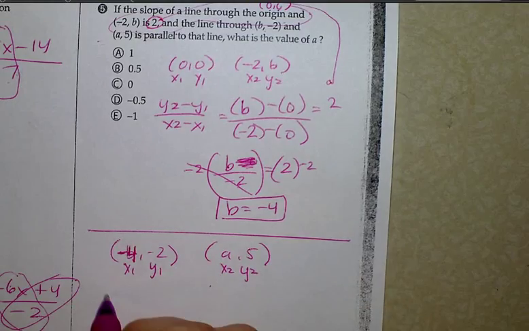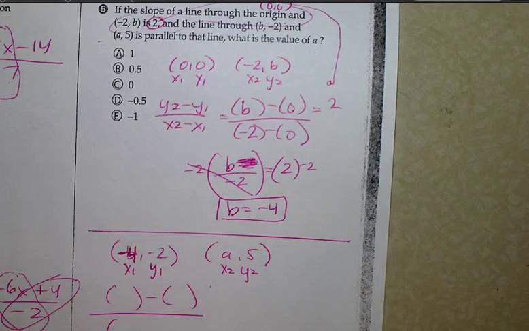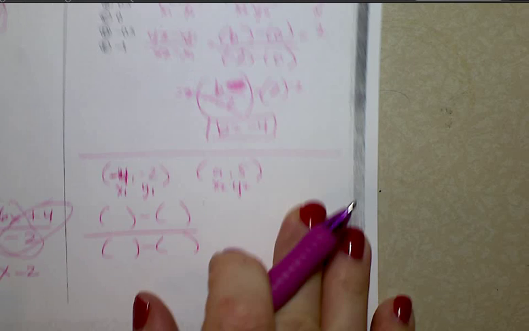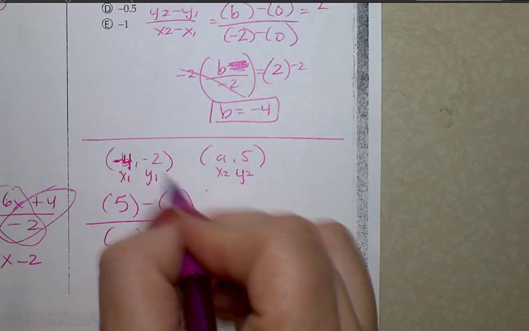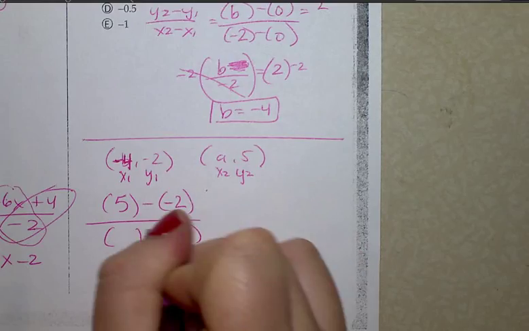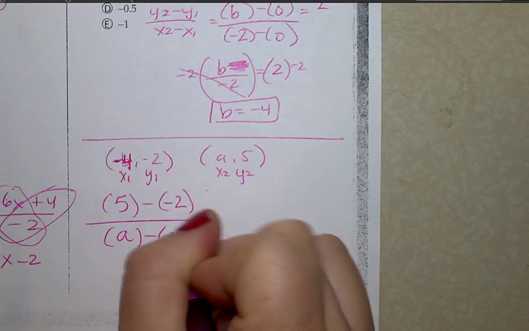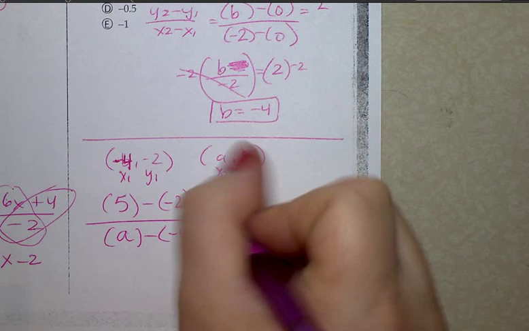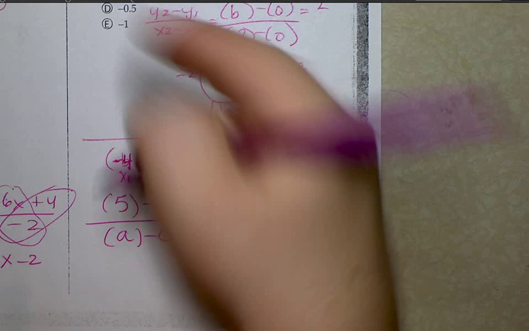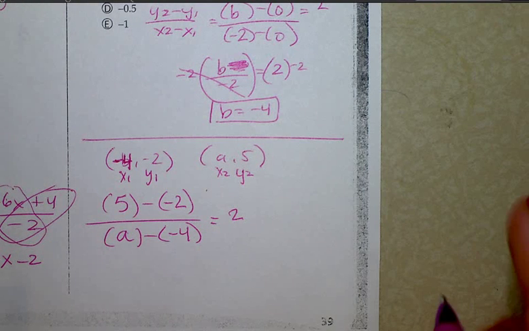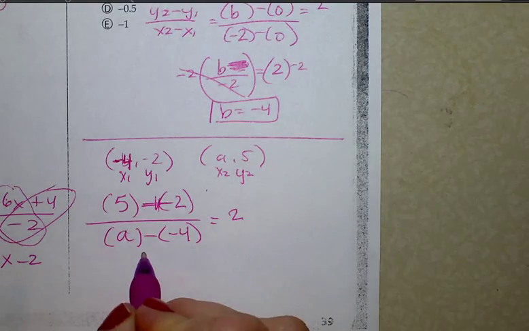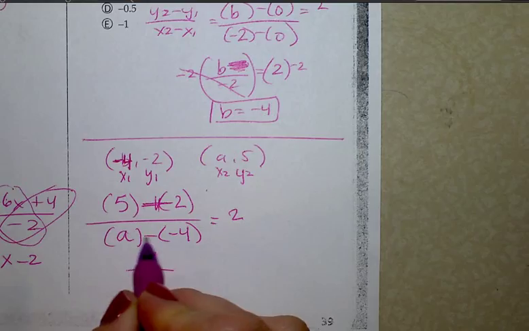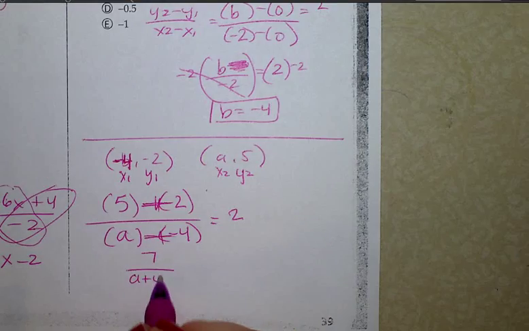So I'm going to do y sub 2 subtract y sub 1 over x sub 2 subtract x sub 1. We know it has to have a slope of 2 because it's parallel to the previous line. We now want to solve for a. 2 negatives make a positive, so I have 7 on top. And 2 negatives make a positive, I have a plus 4 on the bottom, equals 2.